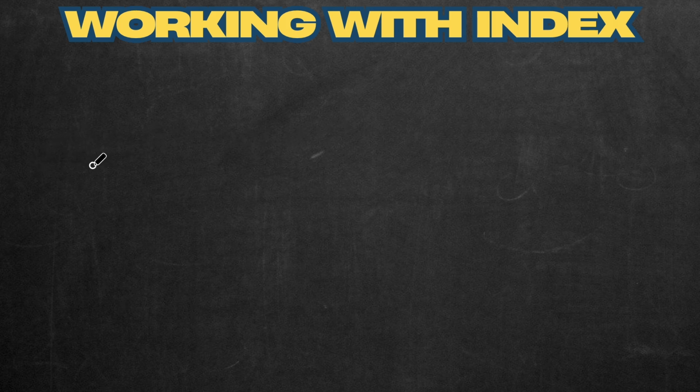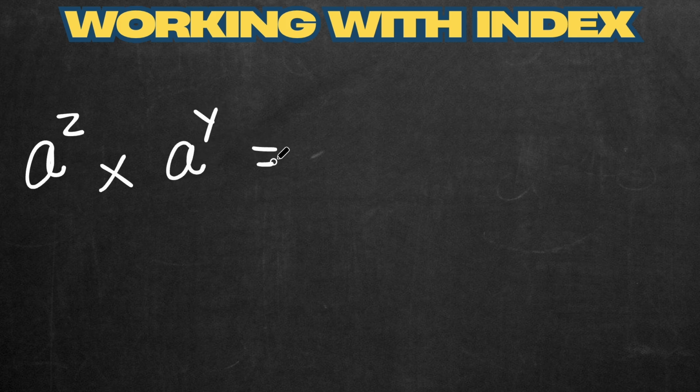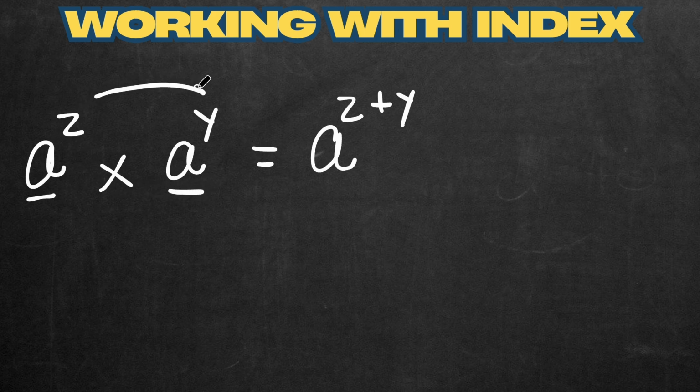So if you ever have the same base, you can add the powers. Let me write the formula for you, right? Let's remove the x, because x and multiply will confuse us a lot. So let's say a to the power z times a to the power y equals a to the power z plus y. Okay, so if the base is same, you can add the powers.